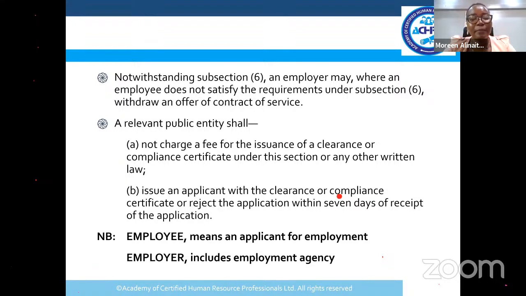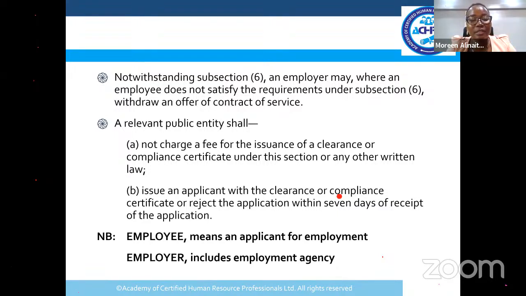They shall issue an applicant with a clearance or compliance certificate or reject the application within 7 days of receipt of the application. How practical is this? How long does it take to get a good conduct certificate? Nowadays, 4 months. 2 months. And look at the law. It says maximum is 7 days. I don't know how practical this is.